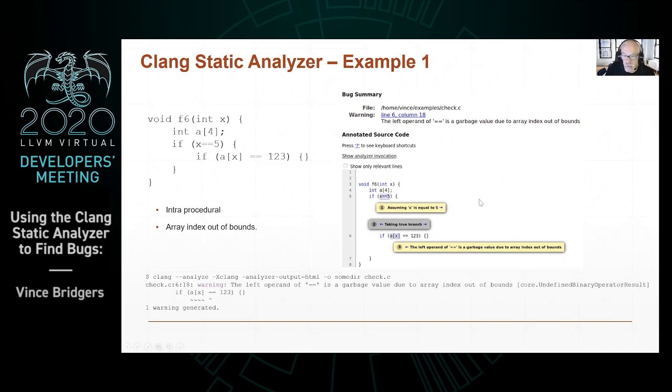So this is what I was referring to as the chain of reasoning. You can see that at this lowest case, this is where the error is signaled. The left operand of equal equal is a garbage value due to array index out of bounds. And then you can click back to the second item, taking the true branch, and then we can click back to the first line, which says assuming x is equal to 5.